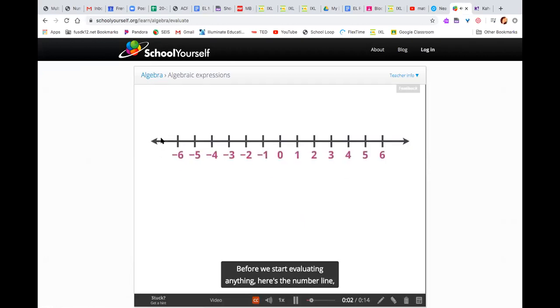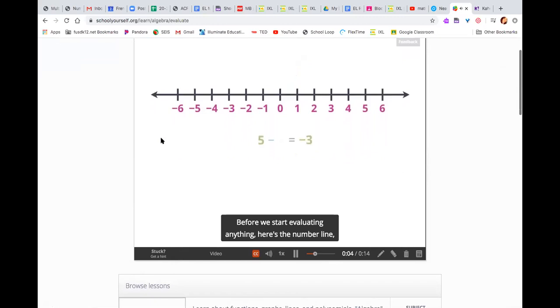Before we start evaluating anything, here's the number line, and try using it to solve for x in this equation. 5 minus x equals negative 3. And to review solving for variables like x.